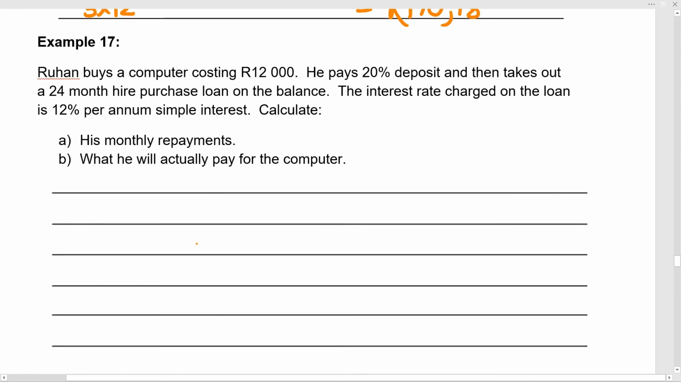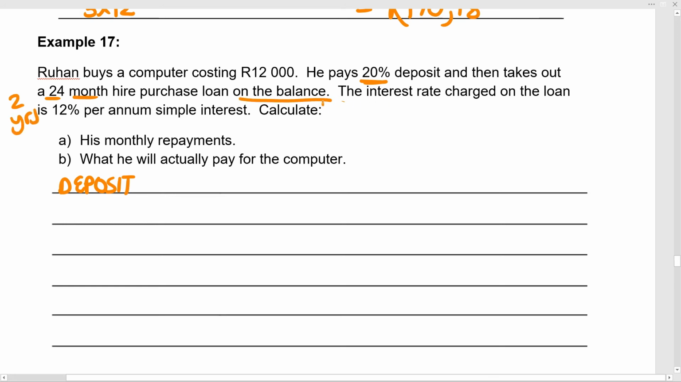In the next example, Ruhan buys a computer costing 12,000 Rand. Now we have a deposit. So I'm going to put my little subheading here. I'm going to say deposit. Okay, he pays 20% deposit. So I've actually got to go and calculate that. And then takes out a 24-month, oh, what is that? That is 2 years. Hire purchase loan on the balance.